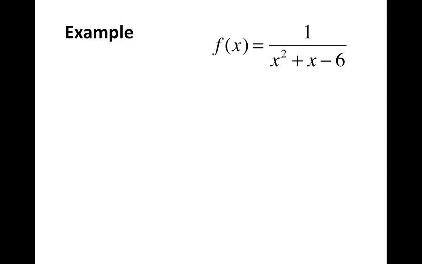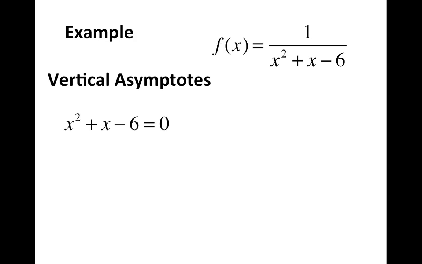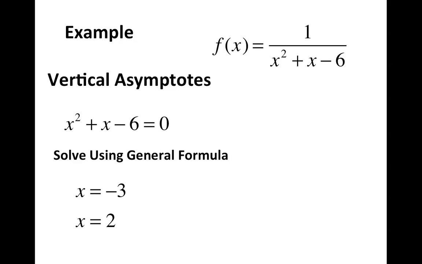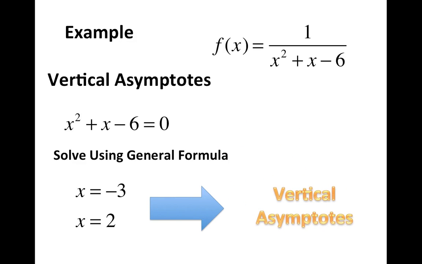Let's see an example. Our function is 1 divided by x squared plus x minus 6. We can recognize it is a rational function, which means that we can have asymptotes. In this case, we analyze the denominator, and it's a second degree denominator. Let's remember how to get vertical asymptotes. Just take your denominator and set it equal to 0. Then we can solve it using the general formula, and I get x equals minus 3 and x equals 2. That means that x equals minus 3 and x equals 2 are my vertical asymptotes.